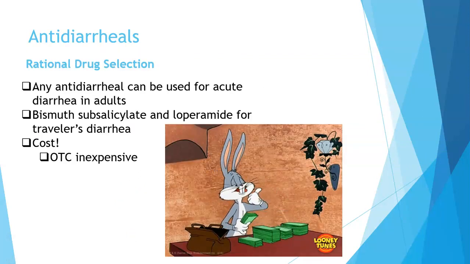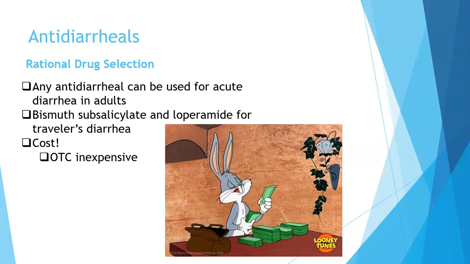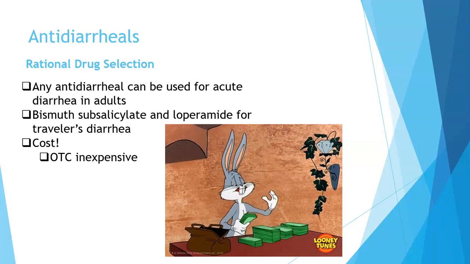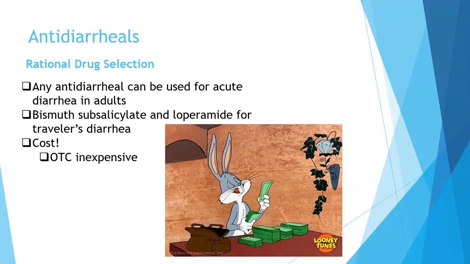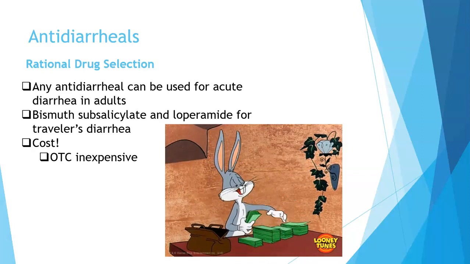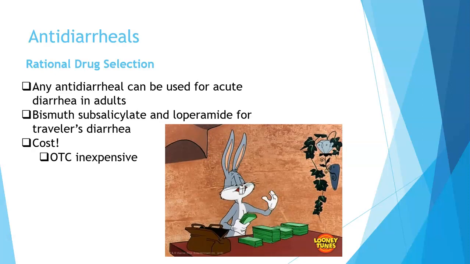So rational drug selection. Any anti-diarrheal can be used for acute diarrhea in adults. Bismuth subsalicylate and loperamide are used for traveler's diarrhea, and the cost. It's inexpensive for the most part, and they have generics, and you can purchase them over the counter. There's some that are prescription only, but for the most part, they can get these over the counter.